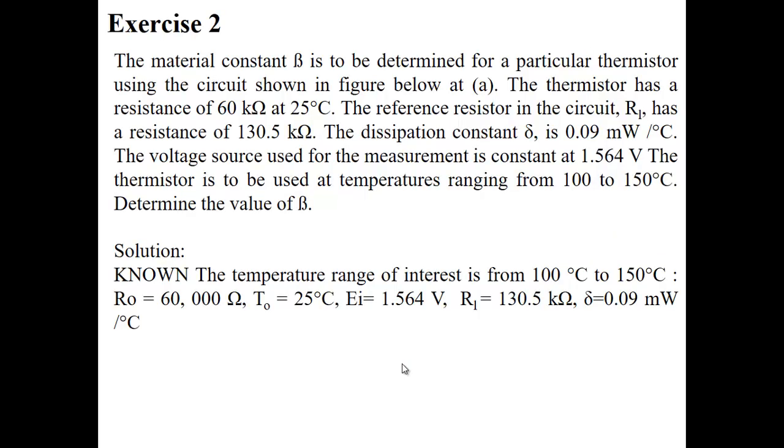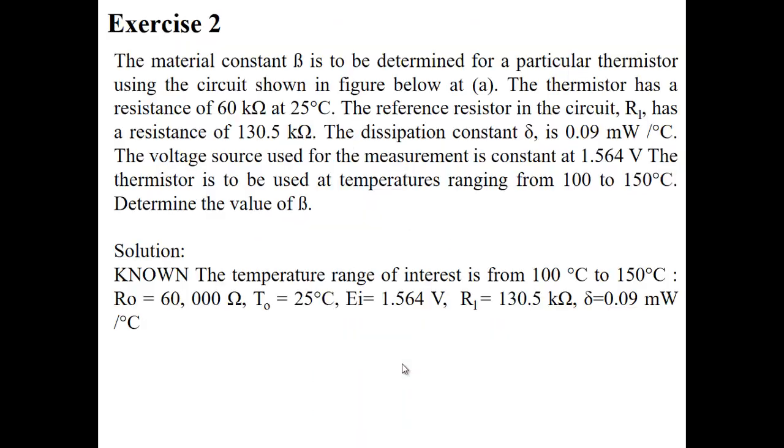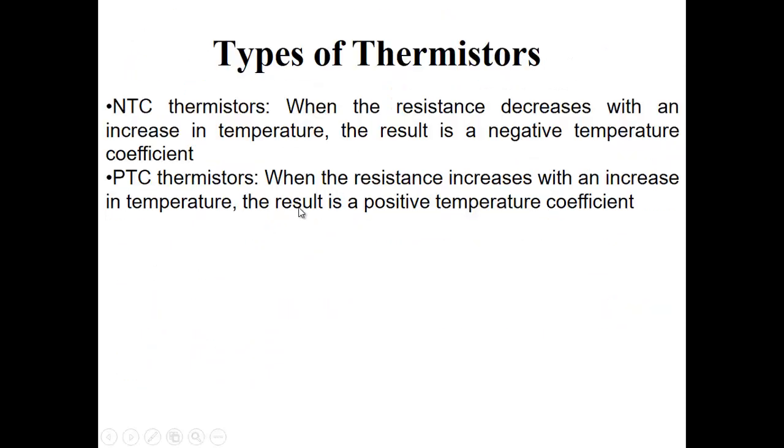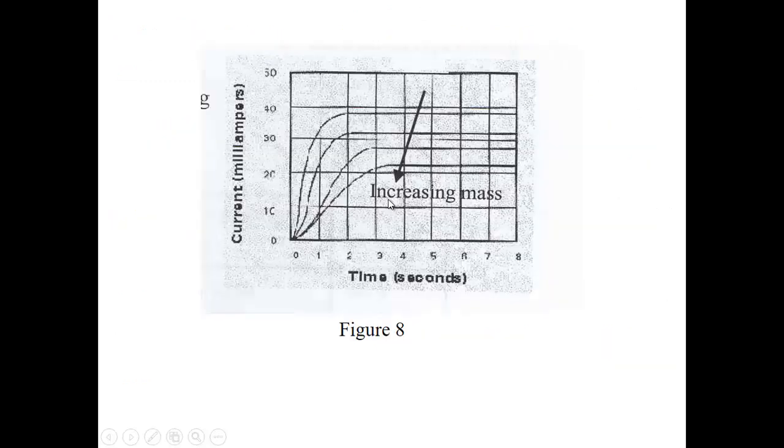Now we go to exercise 2, but I need you to try it at home. This is very straightforward. We have the solution here, so we do it together. The material constant B is to be determined. You still remember what B is? This is B. Different materials have a different beta.